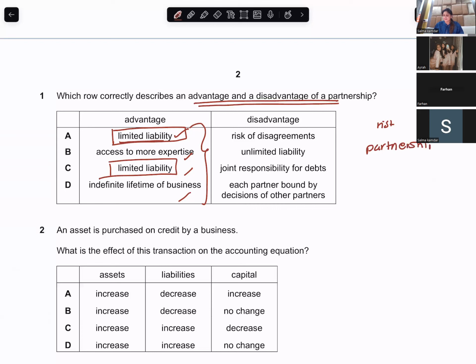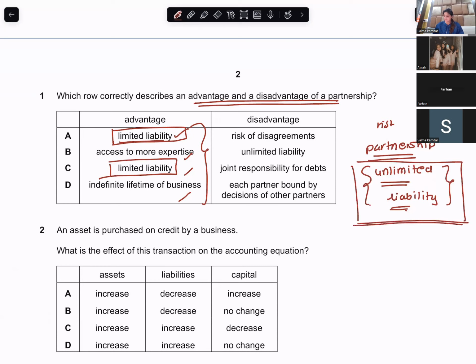Partnership has limited liability or unlimited liability? Unlimited. Okay. What do you mean by unlimited liability? Which means that more debt, more money owing to other people. Ira, can you explain the meaning of unlimited liability? It means that if you ever have to pay back a debt, your personal assets are also in the collateral. Okay, so this is not an advantage.